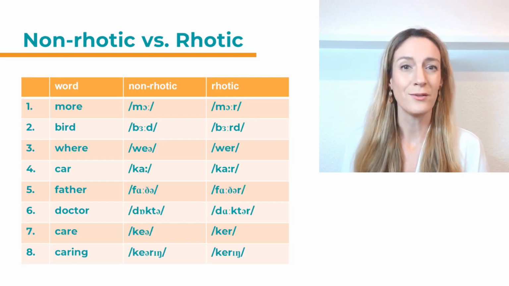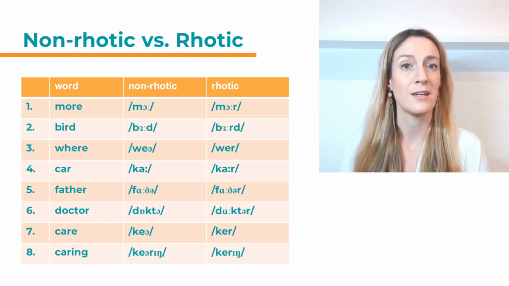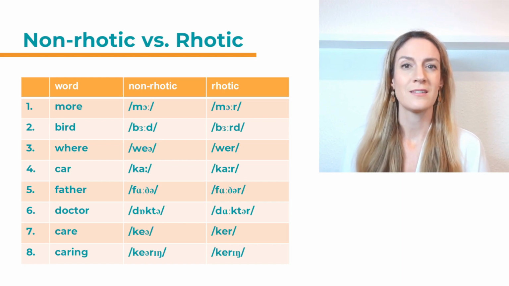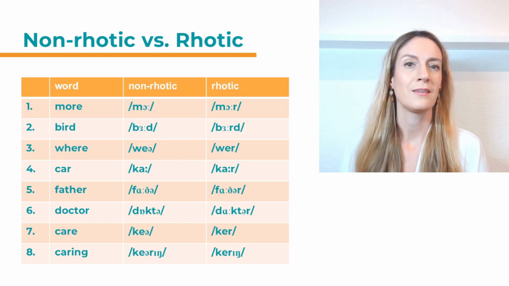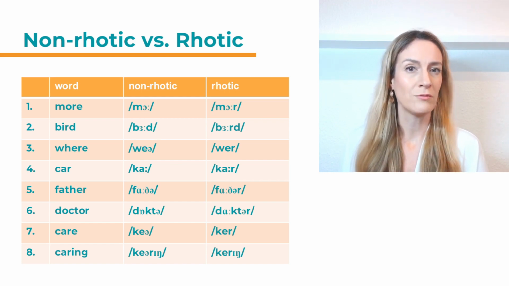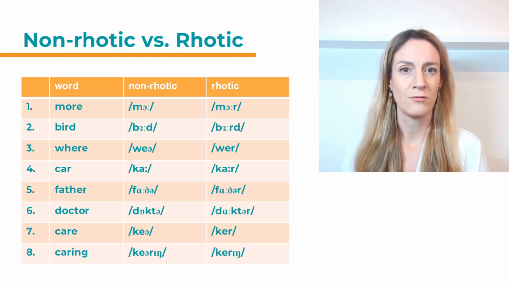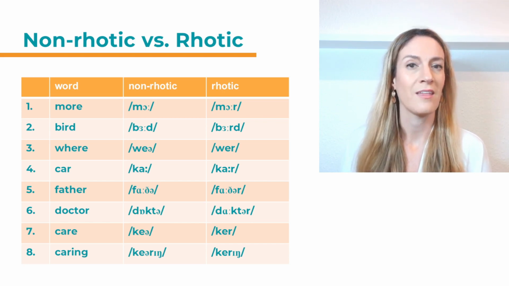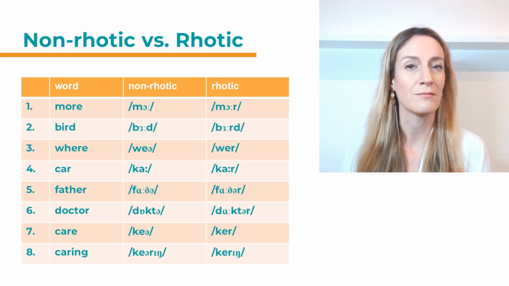Now, let's have a look at some more examples. In this table, you have a column with the words in their spelling. In the second column, you have the non-rhotic transcription. And then in the last column, you have the rhotic transcription. I will read out the words in order. First of all, I say the non-rhotic pronunciation and then the rhotic pronunciation. Listen carefully and see if you can hear a difference.